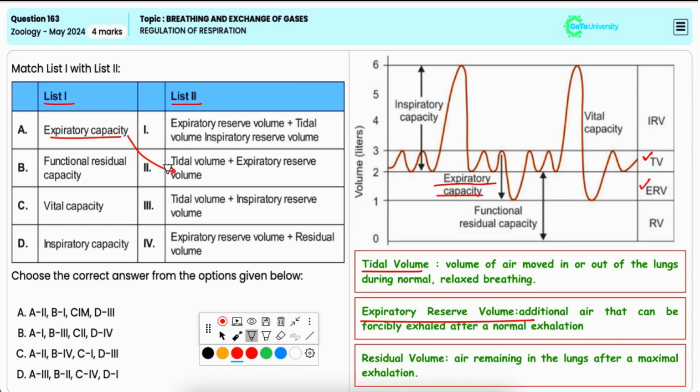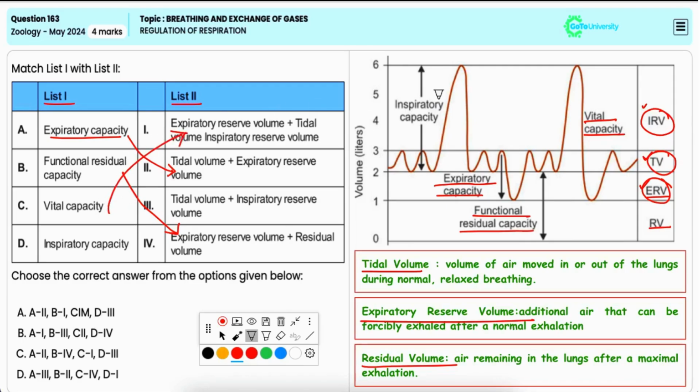Now, functional residual capacity, that is FRC, is equal to expiratory reserve volume, that is ERV, plus residual volume, that is RV. Thus, B matches with 4. Now, vital capacity, that is VC, is equal to ERV plus TV plus inspiratory reserve volume, that is IRV. Hence, C matches with 1.